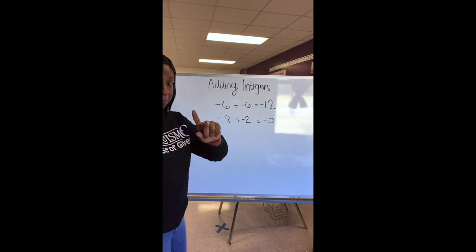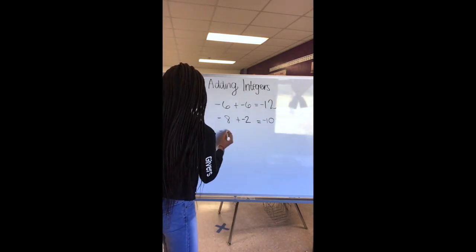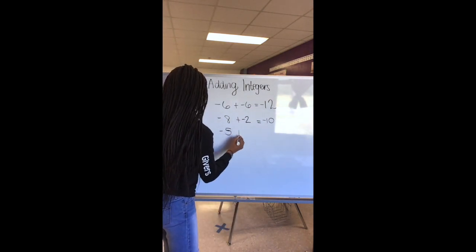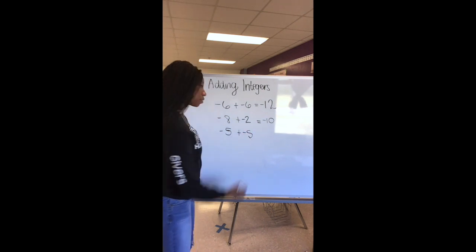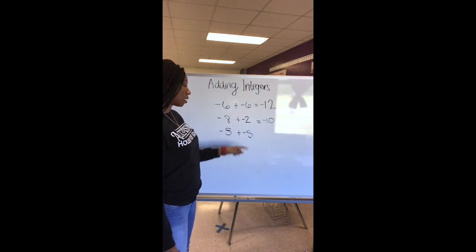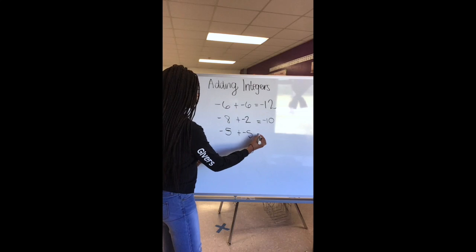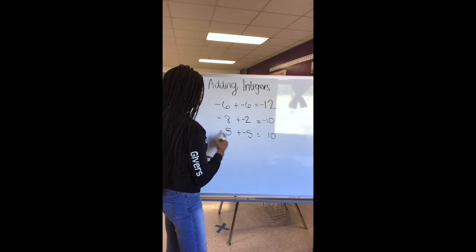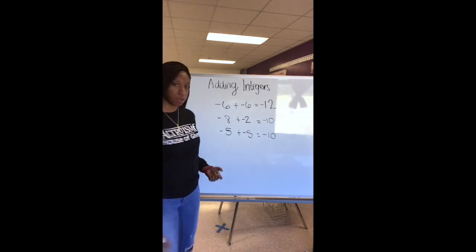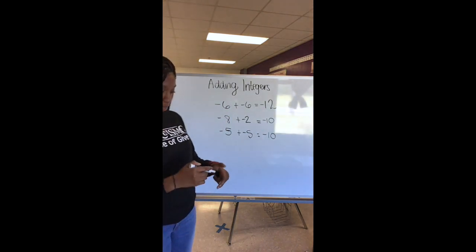One more time for the people in the back. -5 plus -5. Same signs, add and keep. 5 plus 5 is 10. Keep the sign. Got it? Same signs, add and keep.